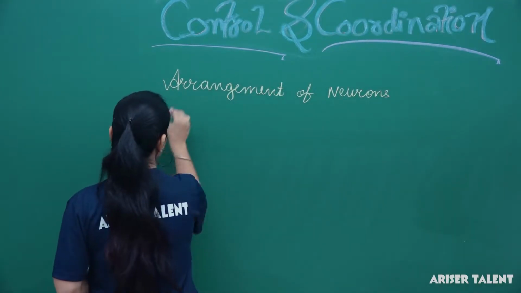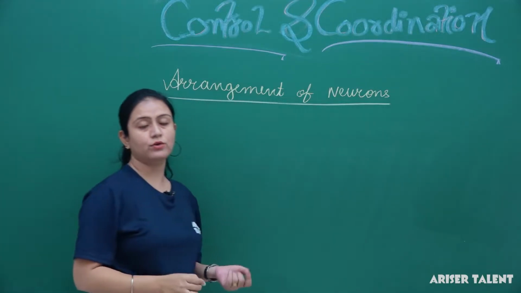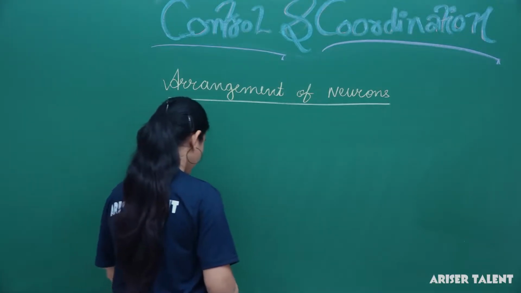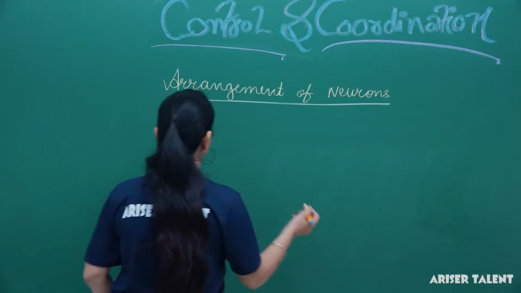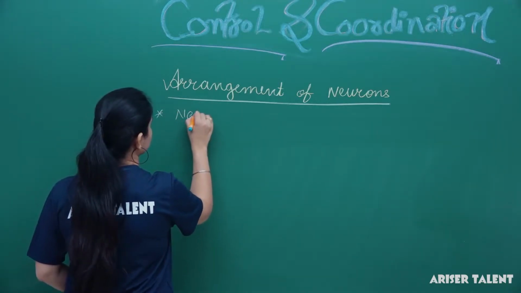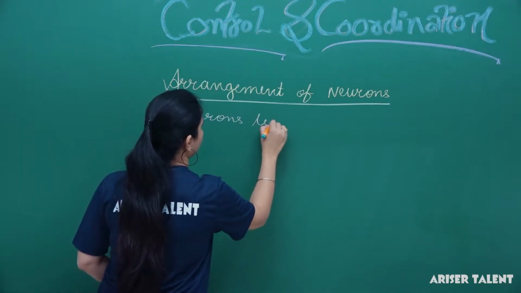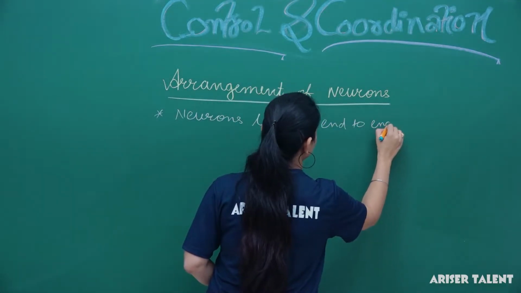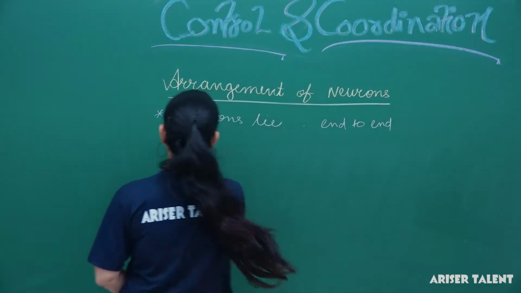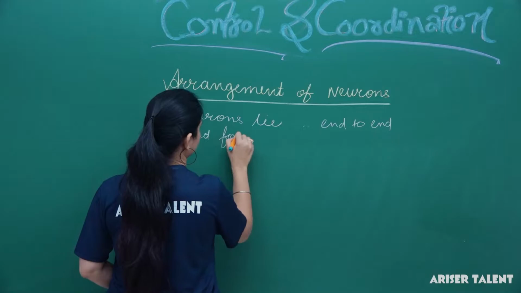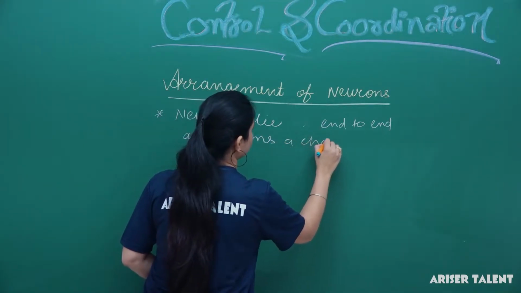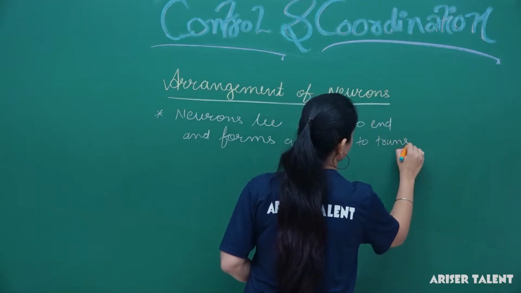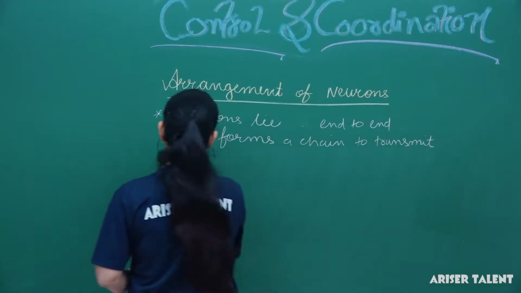Actually, these neurons are not connected to each other. They lie end to end and form a chain. Generally, neurons lie end to end in a chain to transmit nerve impulses.